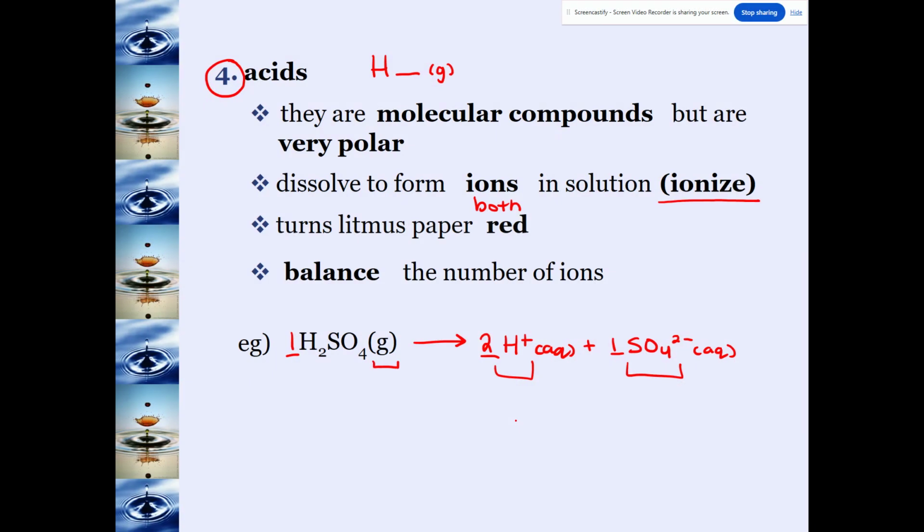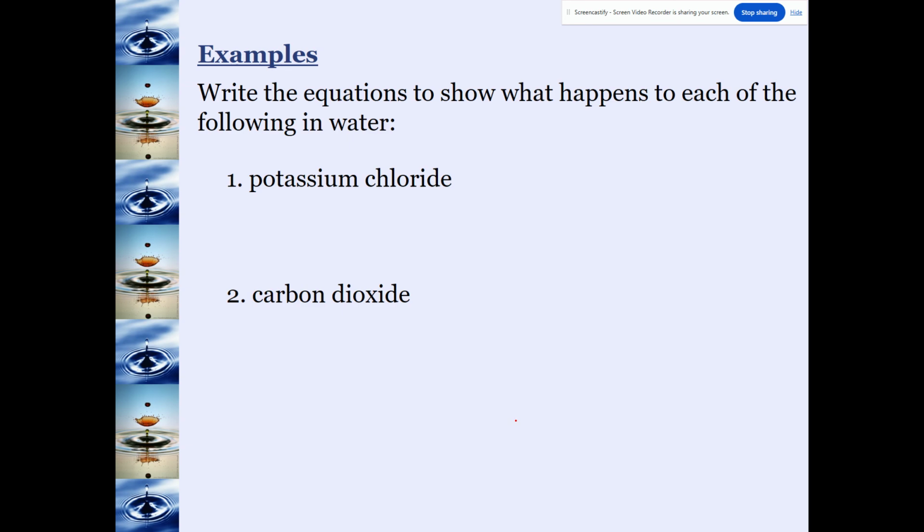Now let's look at some examples. So say you're asked to write the following dissociation equations, or you're asked to show what happens to each of the compounds when you put them in water. So when I'm doing this, I'm starting with identifying what type of compound I have. Potassium chloride is an ionic compound.